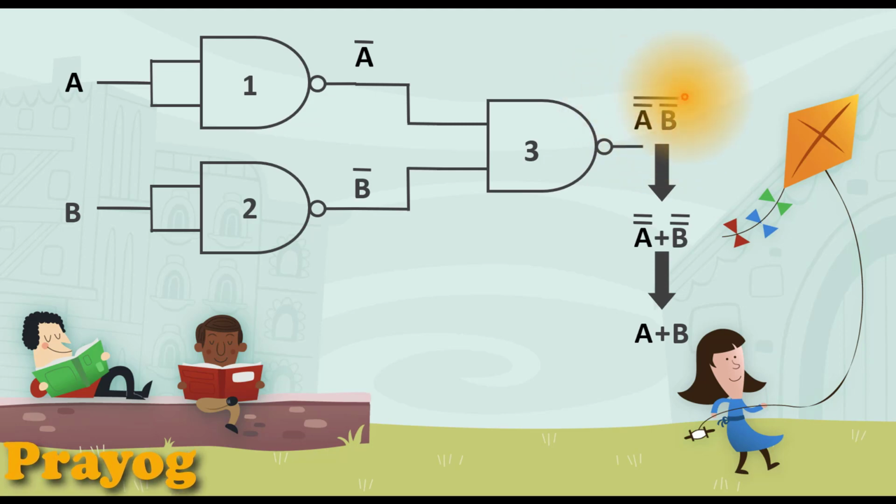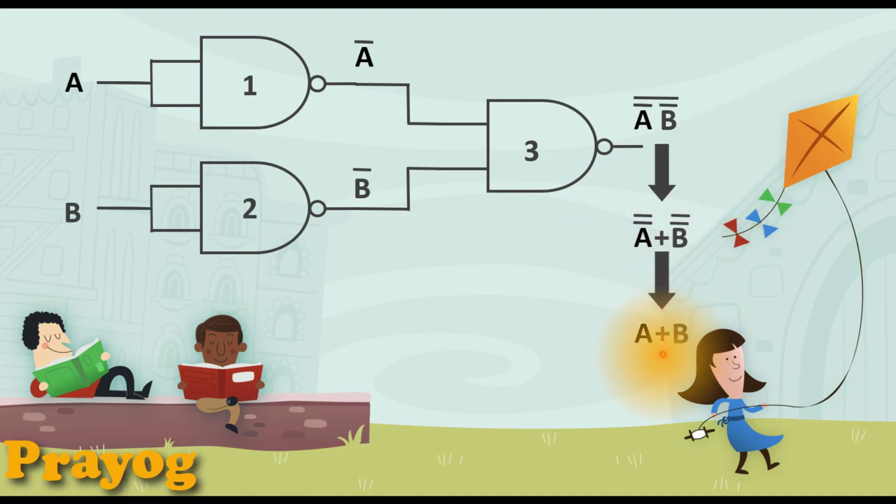Now recall De Morgan's theorem, A into B whole bar is equal to A bar plus B bar. If you apply that theorem, A bar into B bar whole bar becomes A bar bar plus B bar bar. And recall another theorem, X bar bar is equal to X, so that A bar bar becomes A and B bar bar becomes B.